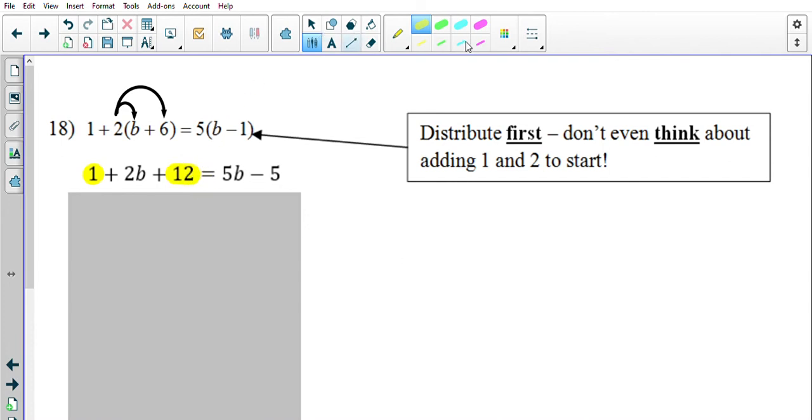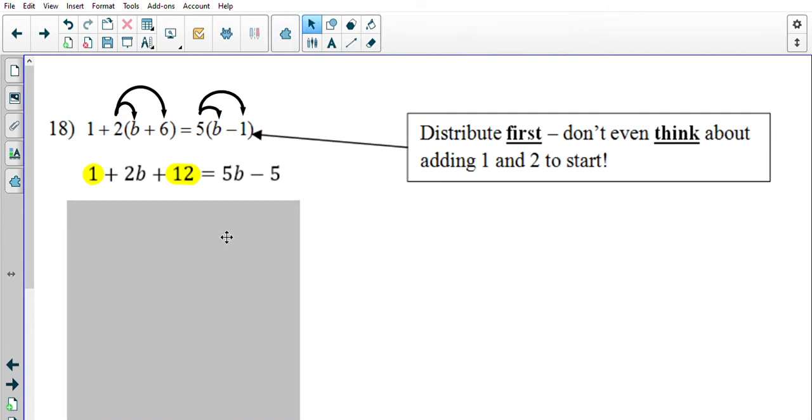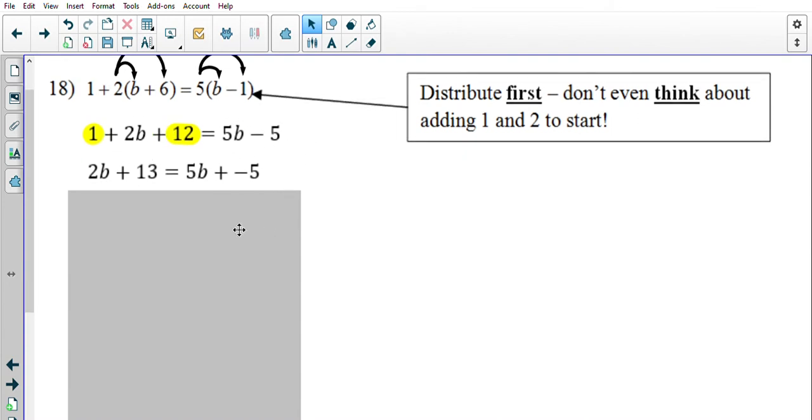Distribute this 5 into the parentheses. That's going to get us 5b minus 5. And I'm going to add the opposite in a moment as well. So I wrote the left-hand side as 2b plus 13. The right-hand side, I added the opposite to rewrite it as 5b plus negative 5.